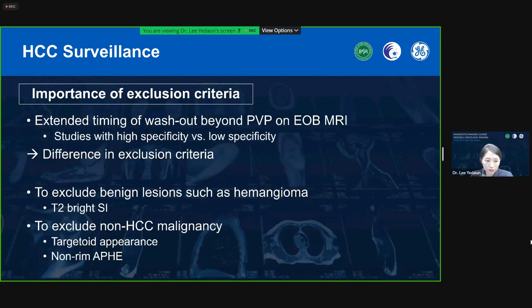As we saw in the previous slide, extended washout appearance beyond portal venous phase on EOB MRI had different specificity according to the adoption of exclusion criteria. The Korean study, taking ancillary imaging features such as marked T2 hyperintensity, which is a finding of hemangioma, or a targeted appearance in tone count, showed higher specificity than the French study, which did not consider them.